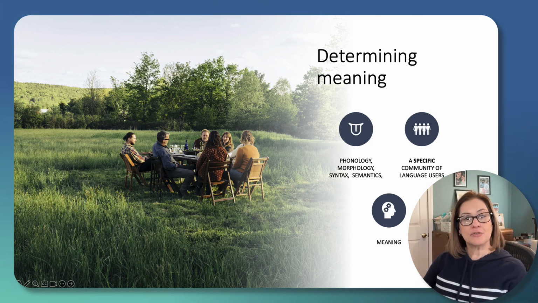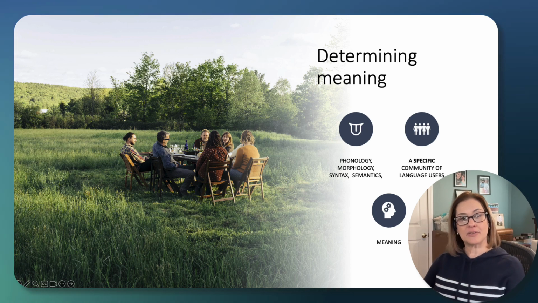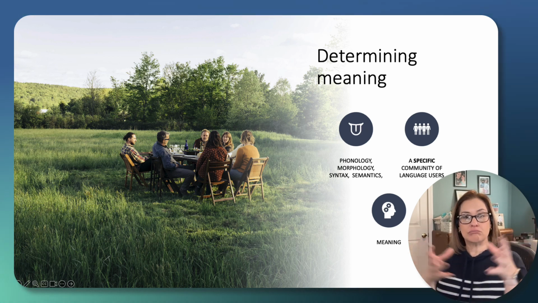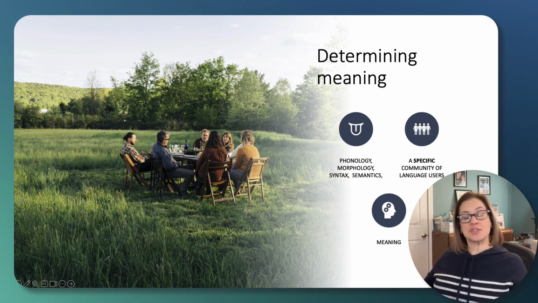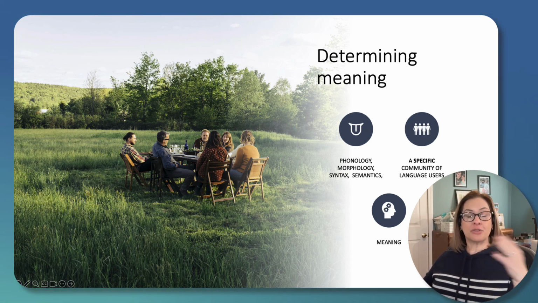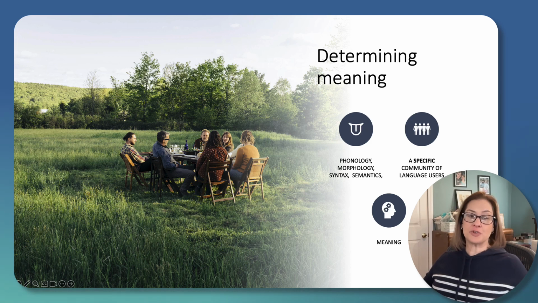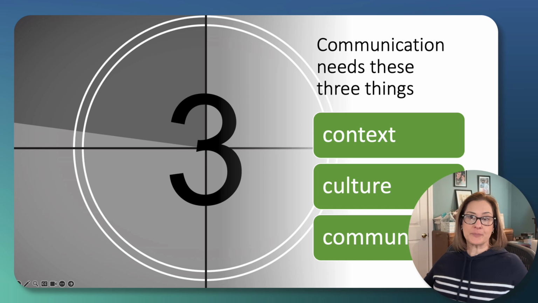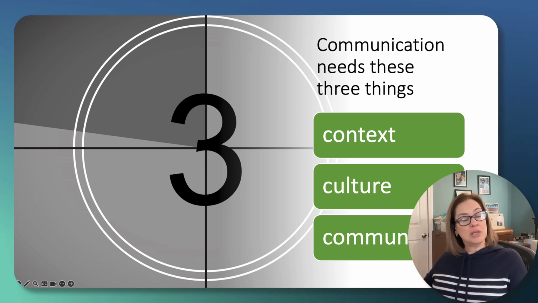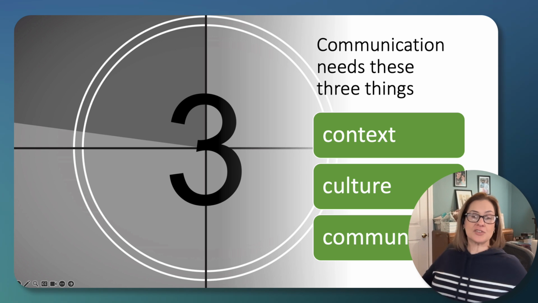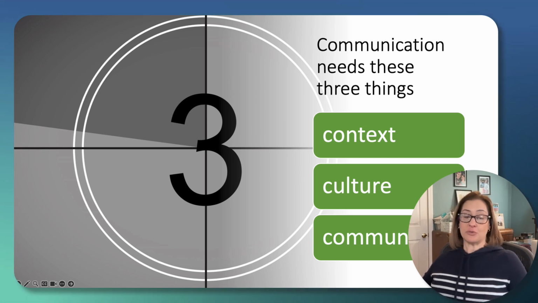As I mentioned, phonology, morphology, syntax, semantics: it's a specific community of language users, and we agree upon what that meaning is. That's why it's different in different languages, because there are different rules, but the threads are pretty much the same. If you understand the rules, then you can theoretically understand the language. Communication needs these 3 things in order to work: context, culture, and community, the 3 C's.